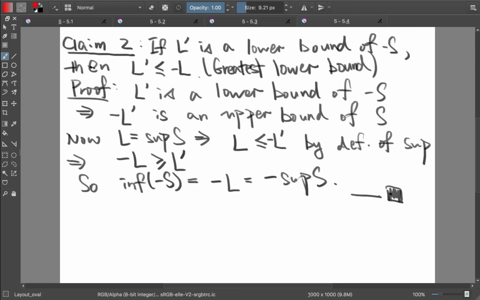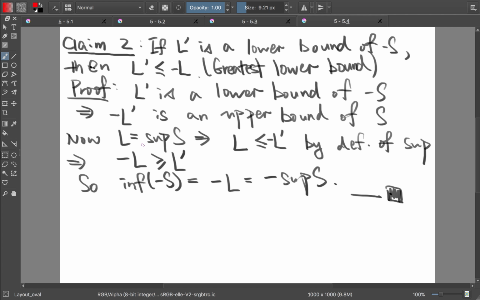And to prove it is an infimum, we have to prove that it is the greatest lower bound, which is equivalent to saying that if L prime is another lower bound of negative S, then L prime should be smaller than or equal to negative L. And how can we do so? Well, since L prime is a lower bound of negative S, we know that negative L prime is an upper bound of S by our previous video.